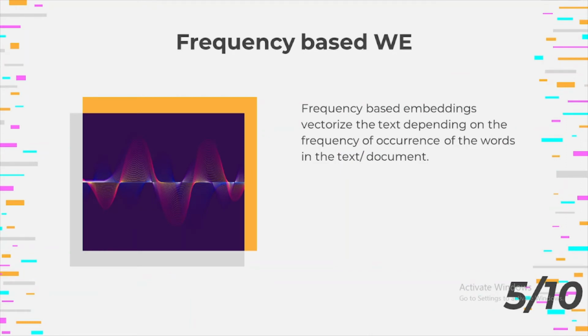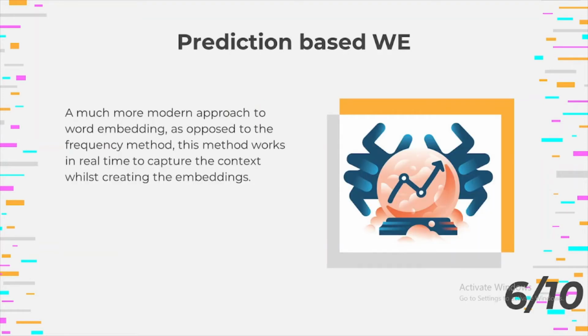Frequency-based word embedding vectorizes the text depending on the frequency of occurrence of the words in the text or document. Prediction-based word embedding is a much more modern approach to word embedding as opposed to the frequency method. This method works in real time to capture the context while creating the embeddings.